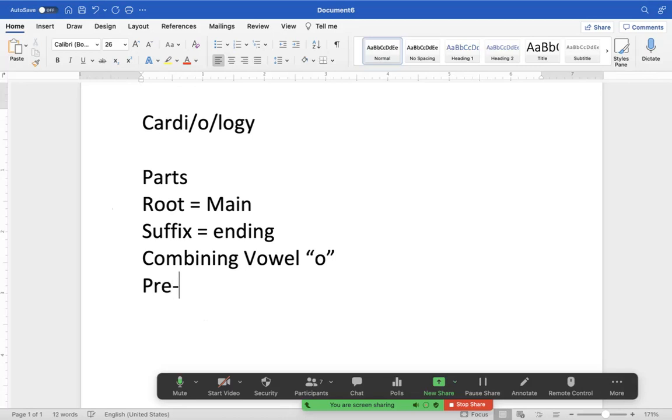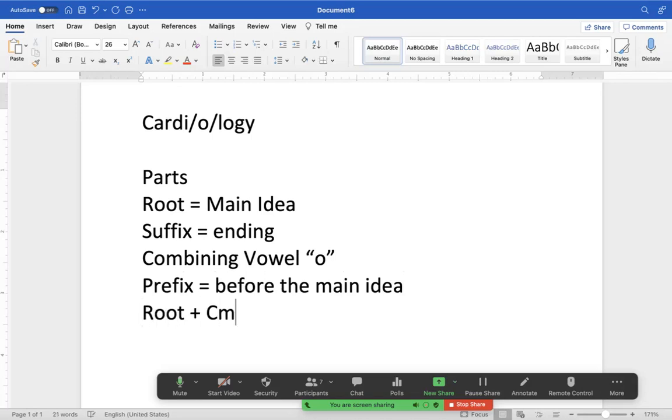You could also have a prefix, and pre means before, so it's before the main idea, which is the root. And if I take the root plus the combining vowel, which is 9 times out of 10 an O, I get a combining form. I can't type. So let's look at this word cardiology.